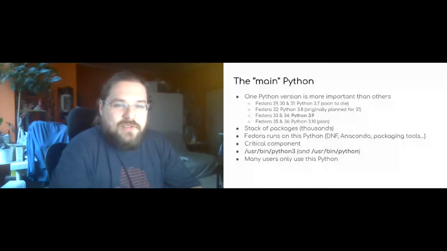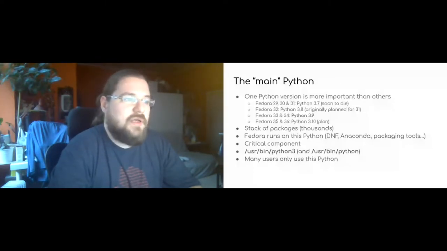What's different on this main Python version is that there is a stack of packages. Fedora has thousands of packages that use this Python version, and it has zero packages that use the alternative versions, except some launchers and test runners that allow you to test your software on multiple Python versions. Fedora itself runs on this. So whether you install packages, whether you install Fedora, whether you actually make packages for Fedora, you are using Python and you are using the main Python version.